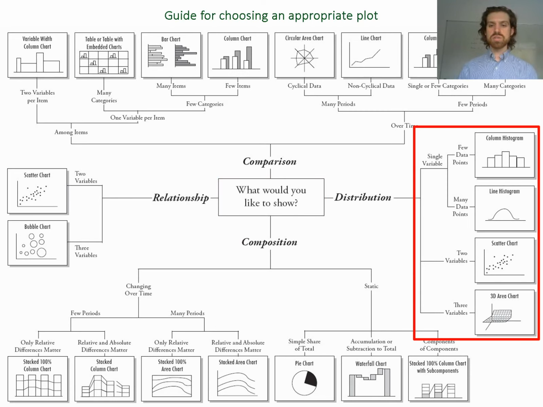So I'm going to start with distributions because that's fairly central to the work that we're doing. It also fits in with the course structure, focusing on descriptive statistics within the early weeks of the course. So here you can see the type of plot that you might choose depends on whether you have a single variable with lots of data points or just a few, and then whether you have multiple variables, so it's 2 or 3.